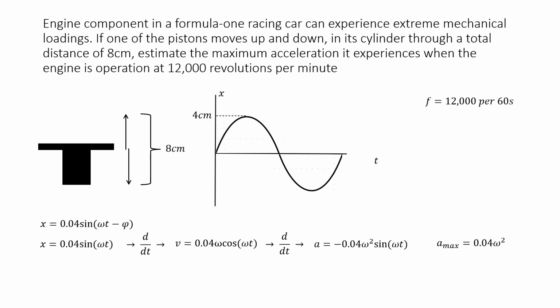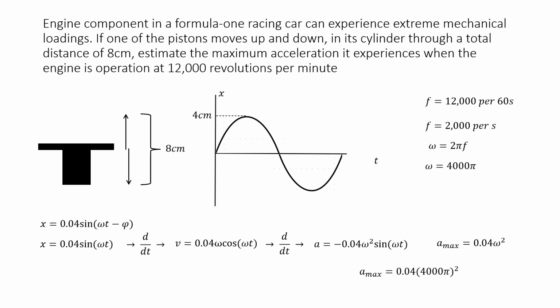So if we look at the frequency, we have 12,000 revolutions every 60 seconds. This is the same as 2,000 revolutions every second, and the relationship between angular frequency and regular frequency is ω equals 2πf. If we put this into that equation, we get ω equals 400π. So we can now sub that into our equation below.